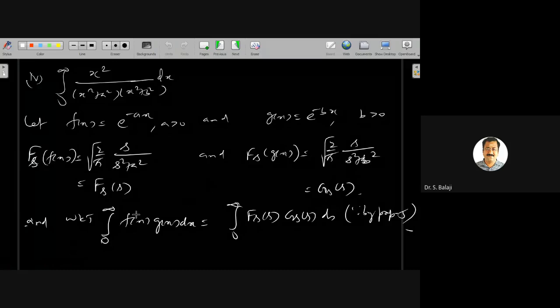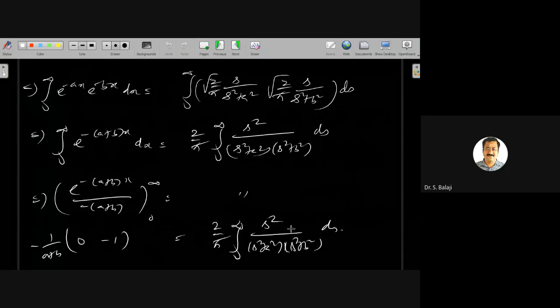And we know that the integral from 0 to infinity of f of x g of x dx is equal to the integral from 0 to infinity of fs of s gs of s ds. Can you proceed further and give your answer? Substitute f of x, g of x, and fs of s, gs of s.